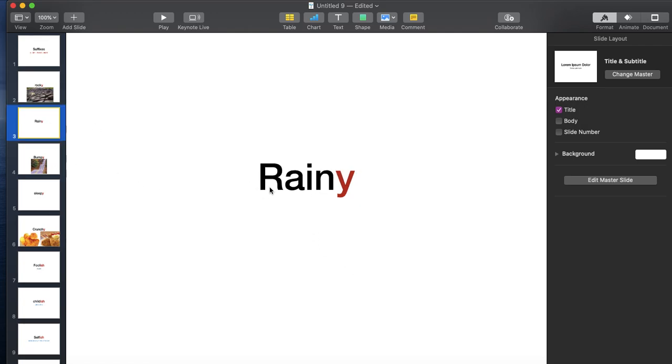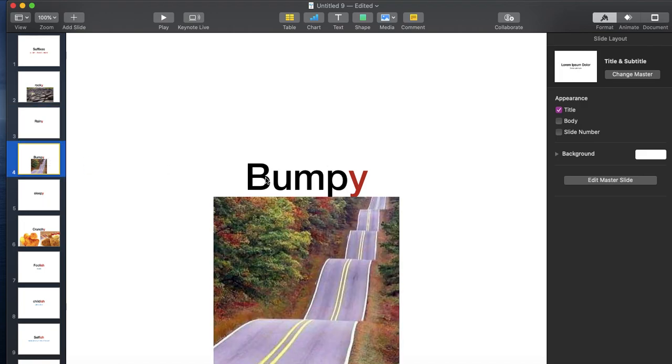Now, what's the base word here? Rain. When I added the suffix y, it became rainy, like a rainy day. Bumpy. The base word here is bump. As you can see here in the picture, this road is full of bumps. So it's a bumpy road. Don't confuse the B with the P. It's bumpy. Bumpy road.